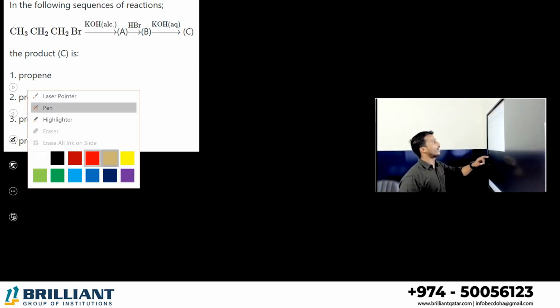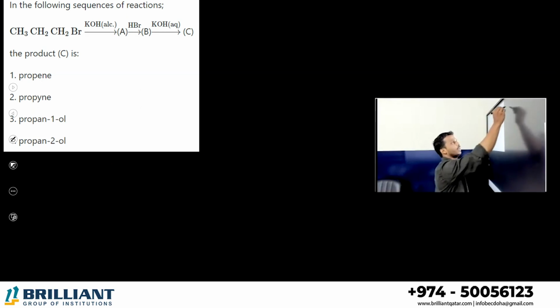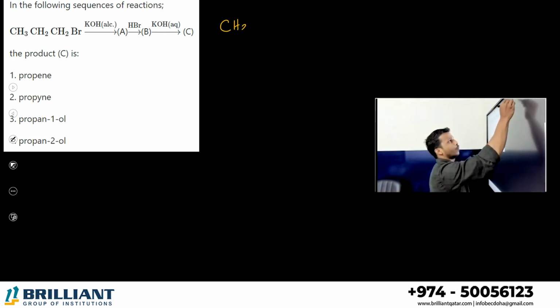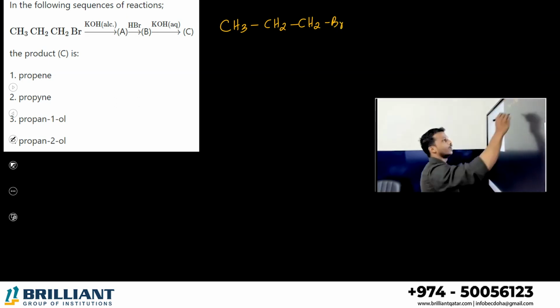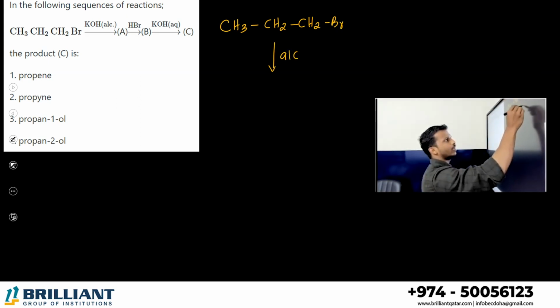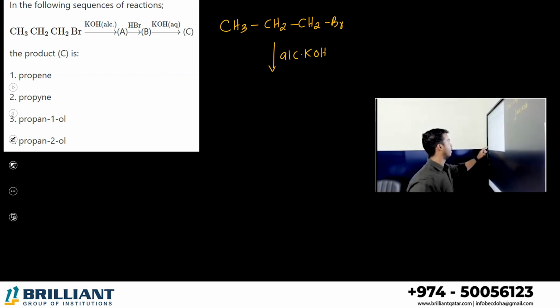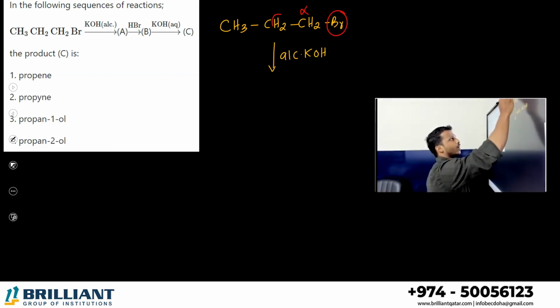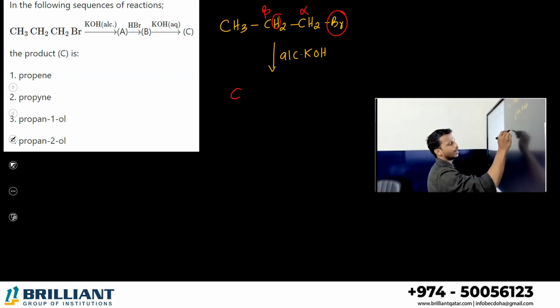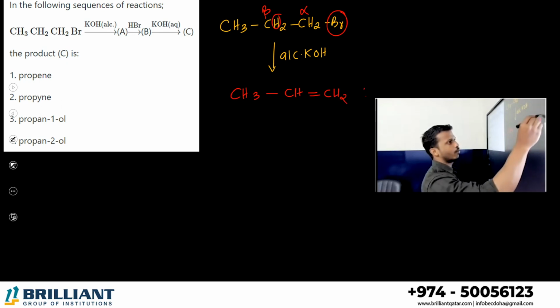They want to know the final product. What is the starting material? 1-bromopropane. This is the starting material, 1-bromopropane. They are treating with alcoholic KOH. Again, beta elimination is coming. Take halogen from alpha, take one hydrogen from beta, and make a double bond between alpha and beta. Okay, product is ready. This is your compound A.